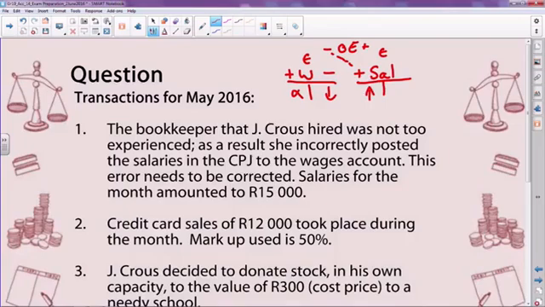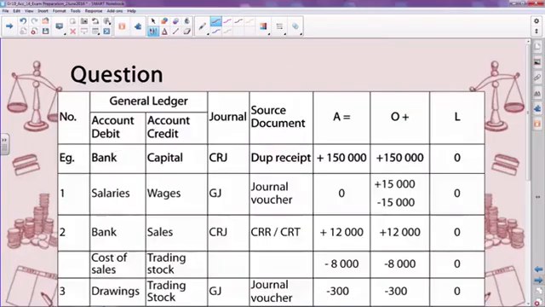So let's look at your answers. Hopefully you knew to place this in your general journal. And remember, the journal voucher will be used. And remember, salaries, like I showed, debit, wages will be credit. And yeah, let's check. Are we balancing? 0 equals plus 15 minus 15. And this is in fact also 0 plus 0. So therefore, we are balancing. I hope you got it right.